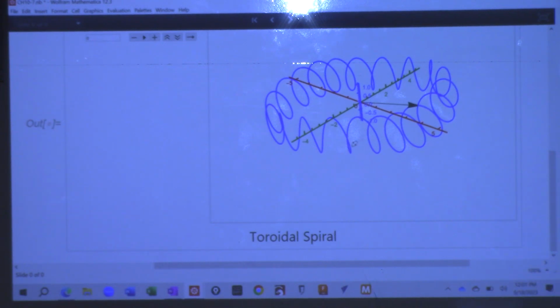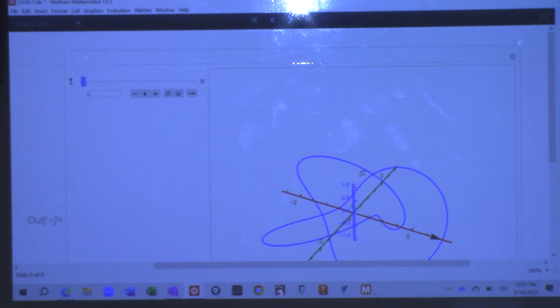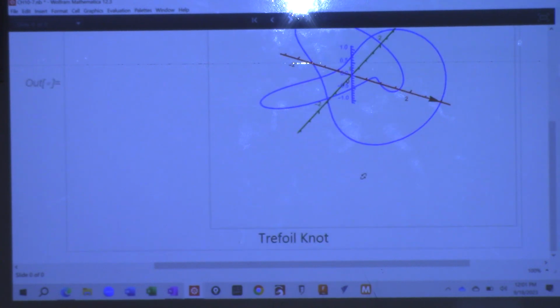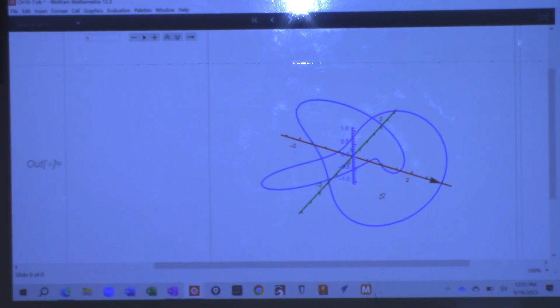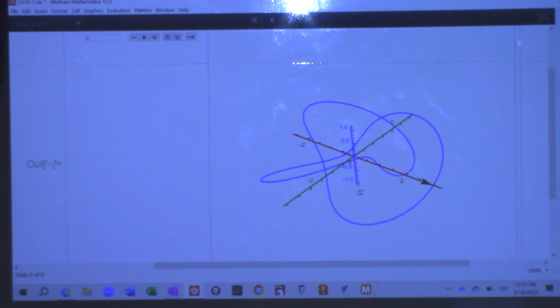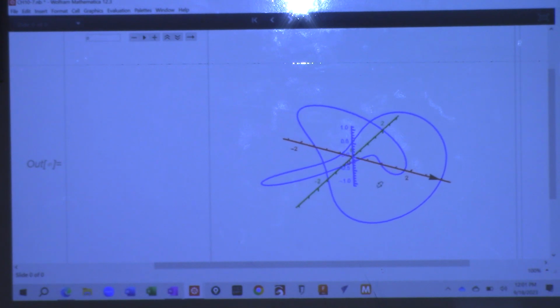Let's see something else. These are just interesting vector functions. This one is called a trefoil knot. It's hard to see this, but this is a knot. It ties on itself. So if you were to pull this string tight, you would have a knot.